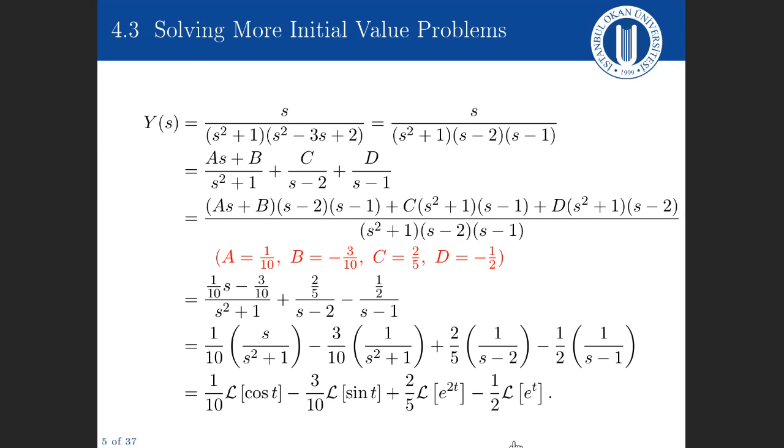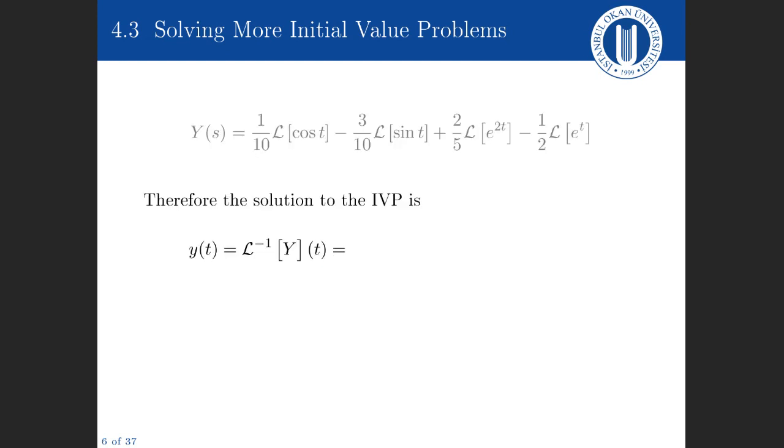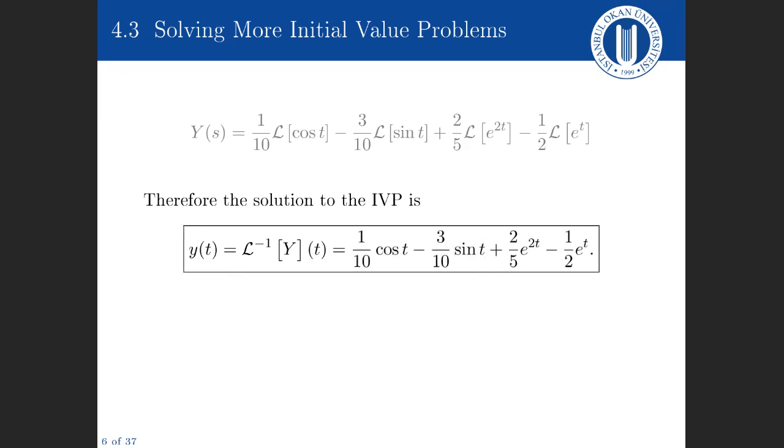As soon as we know capital Y is a linear combination of Laplace transforms of simple functions, we can write down the solution to the initial value problem. The solution is small y is 1 over 10 cos t, minus 3 over 10 sin t, plus 2 over 5 e to the power 2t, minus 1 half e to the power t. Let's do another example.